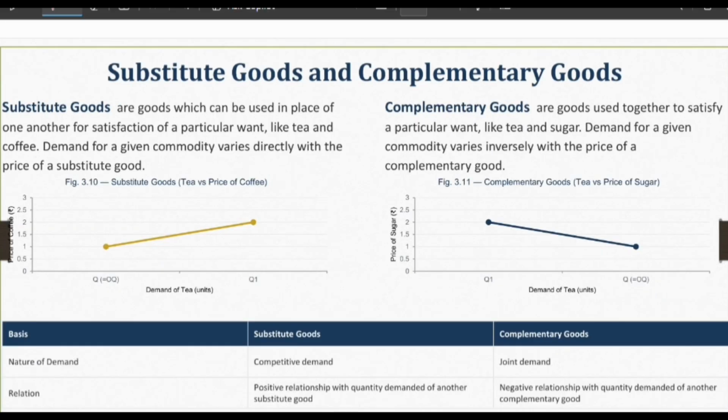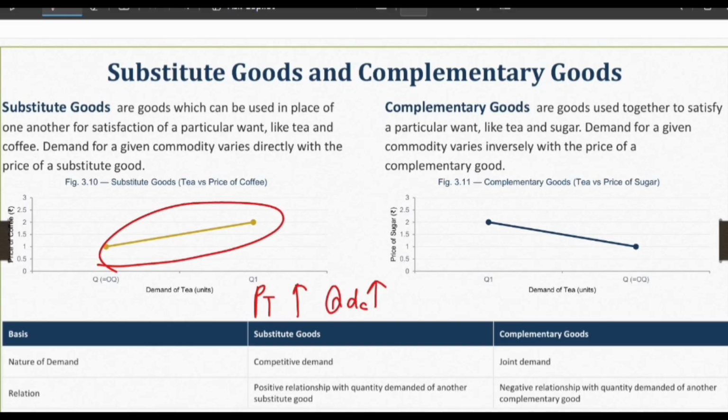Okay, let us talk about substitute goods and complementary goods. Substitute goods are goods which can be used in place of one another for satisfaction of a particular want, like tea and coffee. Demand for a given commodity varies directly with the price of the substitute goods. For example, if the price of tea rises, the quantity demanded of coffee is going to increase. Why? Because coffee is going to become relatively cheaper in comparison to tea. So here it is varying directly. That is why it is an upward sloping graph.